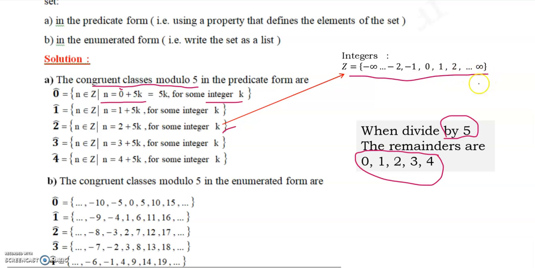Now similarly you can write the 1 class: n belongs to Z such that n is equal to 1, this is the key element, plus 5 multiplied by k. Why do we write 5 here? Because we are doing congruent classes modulo 5, so you put 5 here, then k is any integer. Similarly you can write until class 4. This is the predicate form.